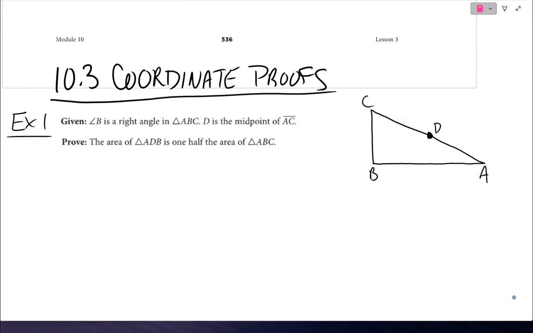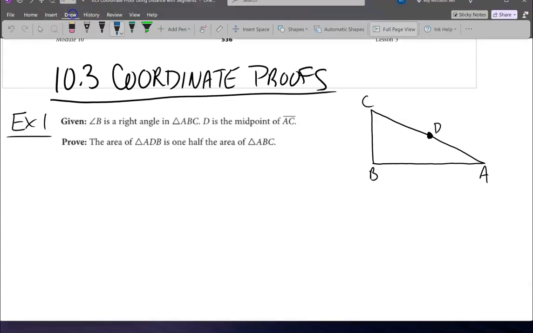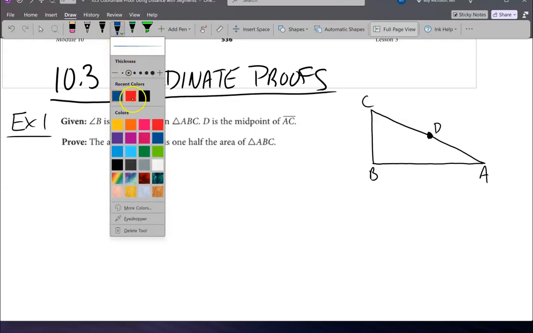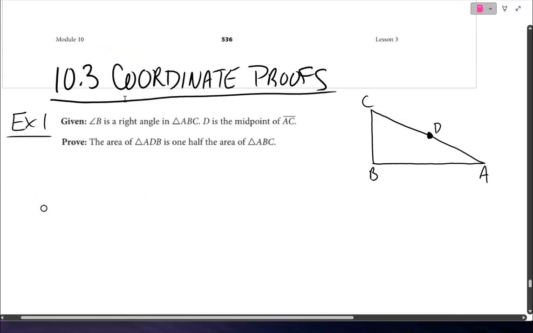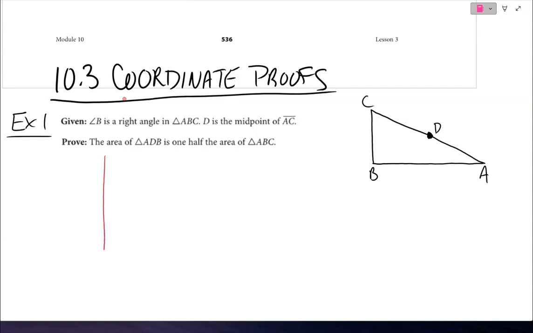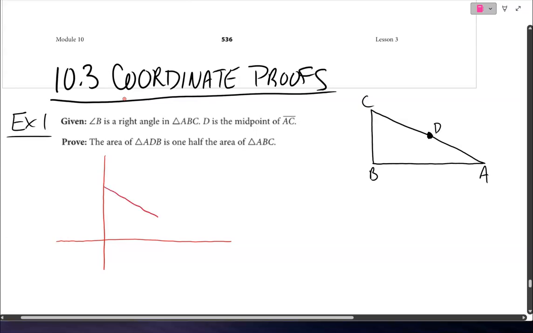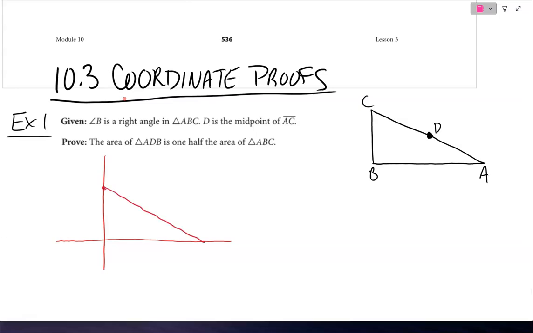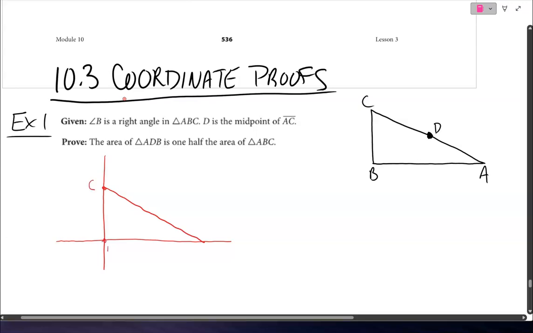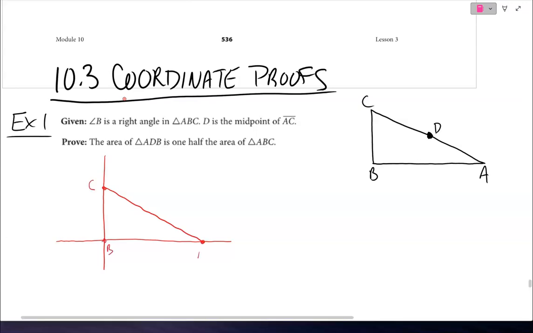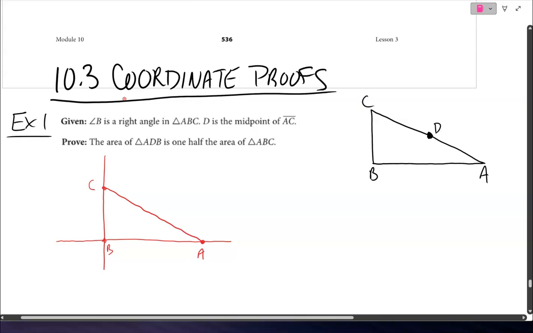Okay, and so when we do coordinate geometry proofs, we can set up our figure wherever we want on a coordinate system. Since the triangle has a right angle, it would be natural to put it right here like this. So this is point C, this is point B, this is point A. And we just need to give coordinates for those points.